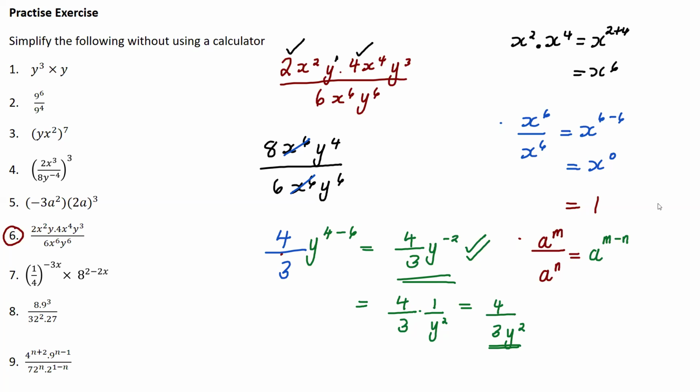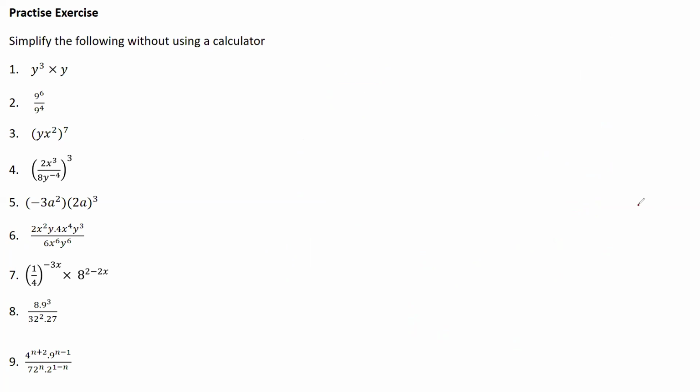Number 7, hope people have written this. Number 7, let's go together on number 7. All right. Number 7 says 1 over 4, all this to the power of -3x, multiplied by 8 to the power 2 minus 2x. Let me do some side notes here.